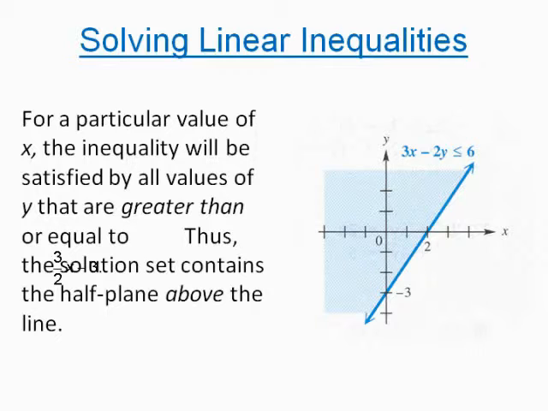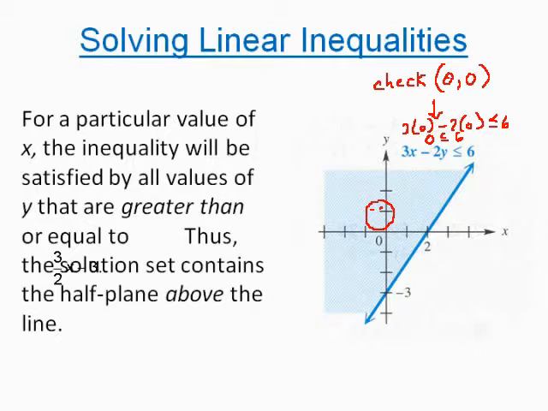So what I tell students to do is use a test point, a checkpoint on where to shade. And I think the easiest point to check, just the lazy person's way, is check the point 0, 0. So if I plug 0 in for y and 0 in for x here, I'm going to get 3 times 0 minus 2 times 0 is less than or equal to 6. 0 is less than or equal to 6. Notice this is true. Our friend 0, 0 passed the test. Any point you pick on this side will satisfy the inequality. So this is called the solution set of a linear inequality.